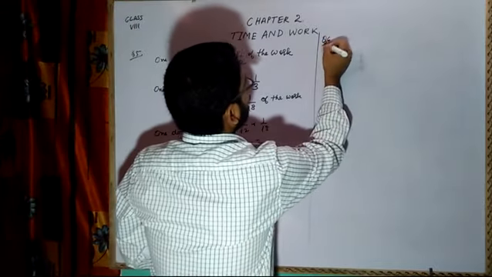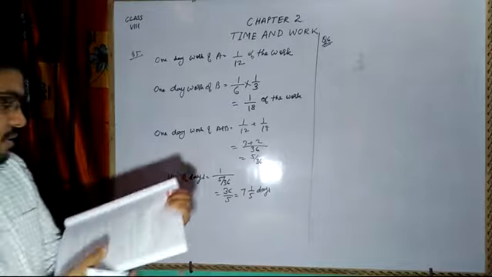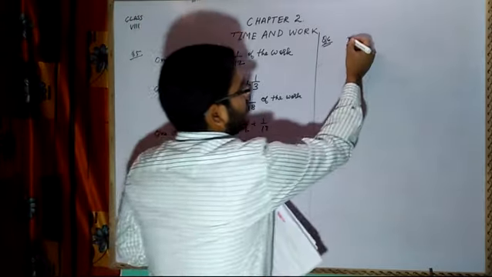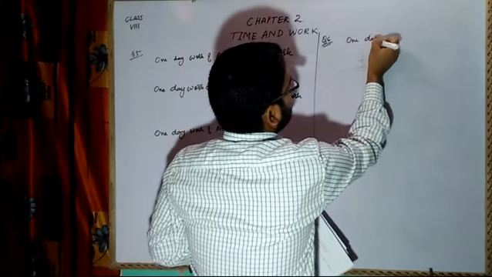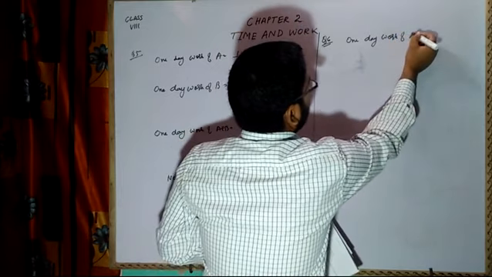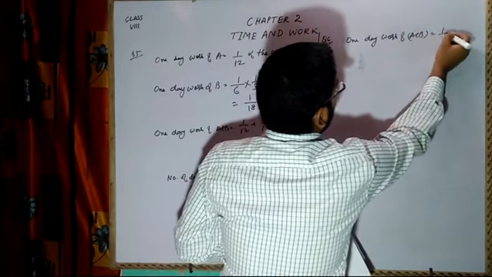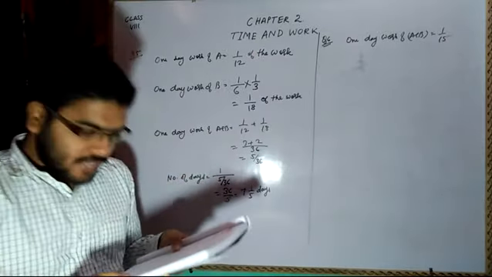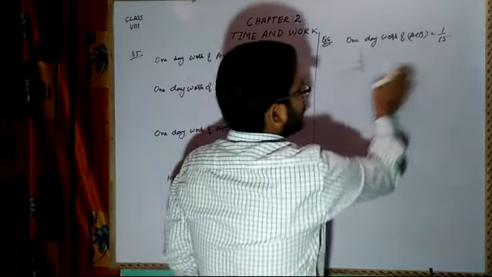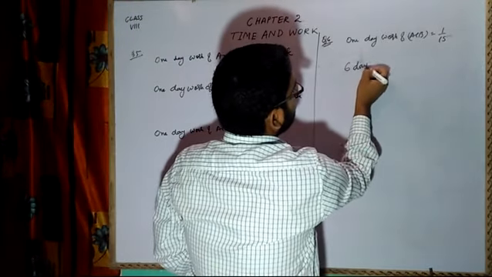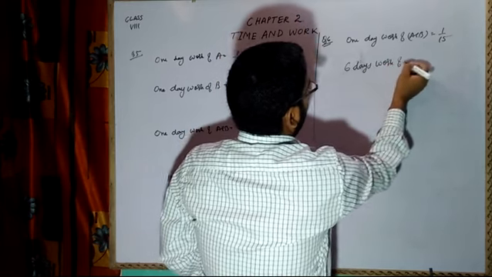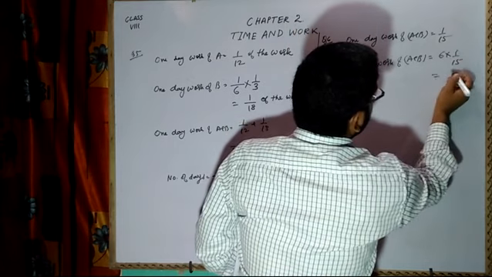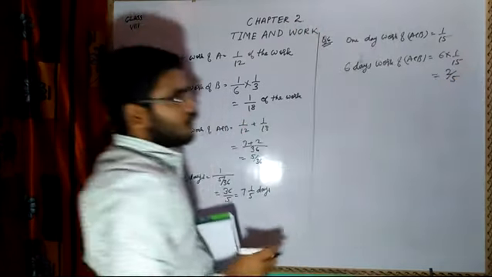Now question number 6 is a bit different but not tough. It is easy only. A and B can do a job in 15 days. So first task is to calculate 1 day work of A plus B, which is equal to 1 by 15. Now they work together for how many days? For 6 days. Then we have to calculate 6 days work of A plus B. That means 6 into 1 by 15, 3 2s are 6, 2 by 5.